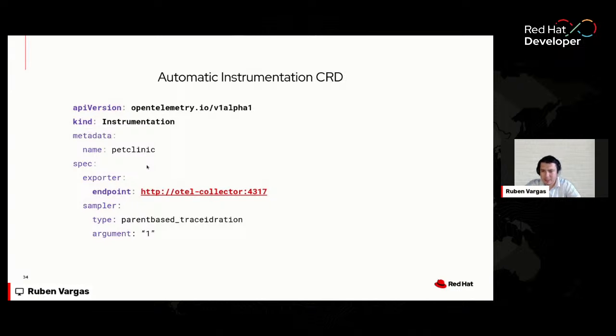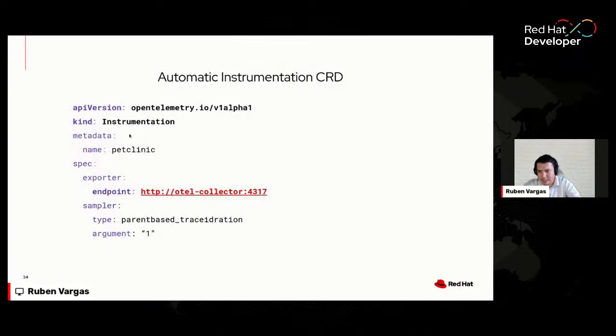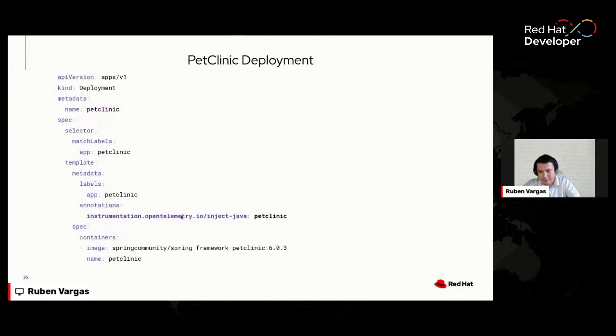Once we create this CRD, we need to annotate our pods. This is how a deployment looks, the pet clinic, the application that Pavol showed you, no, this is another one, I'm sorry. And this is the annotation that we need to add. This is the name of the instrumentation CRD. This last part of the annotation indicates to the operator that we are going to inject Java auto-instrumentation, and this is the name of the instrumentation that we created in the previous step. The other things are regular deployment stuff like the containers and labels.